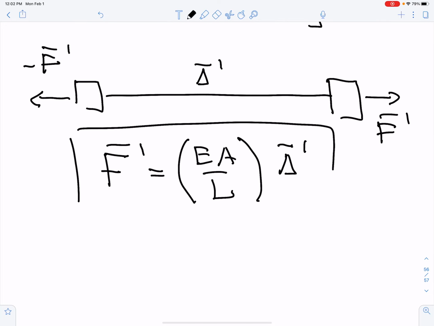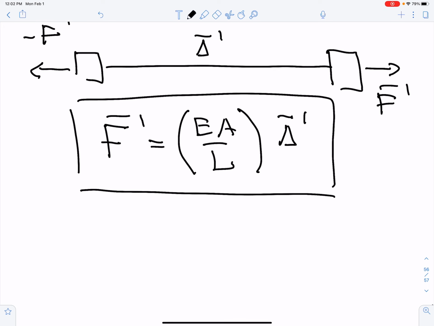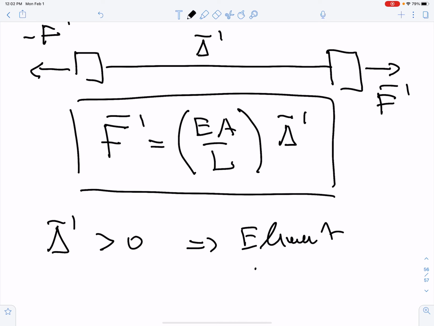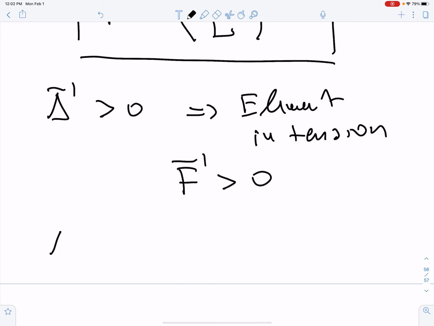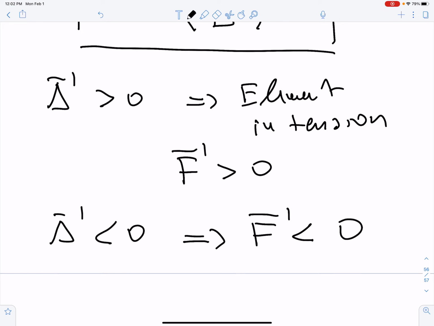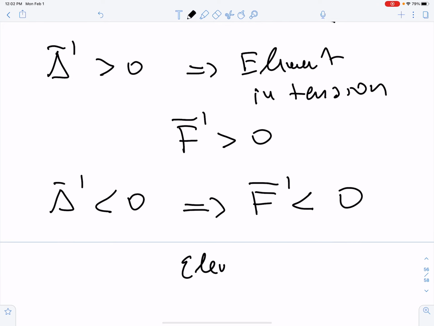And the relationship is going to be like this. Okay? Right? So you see, if delta bar prime is greater than 0, it means that the element is in tension, and then clearly F bar prime is greater than 0. If delta bar prime is less than 0, it implies F prime is less than 0, and we get the element is in compression.